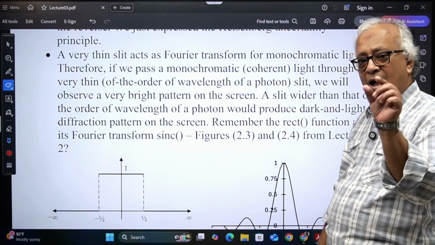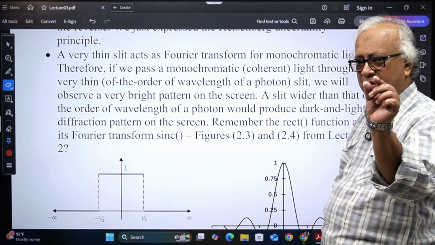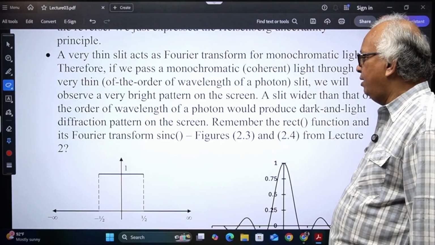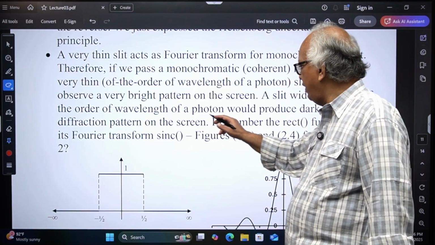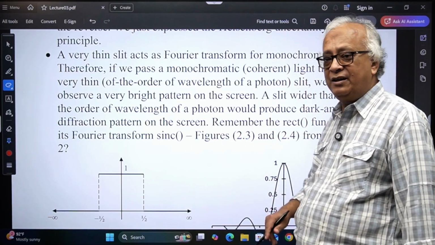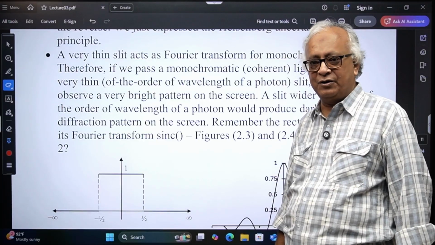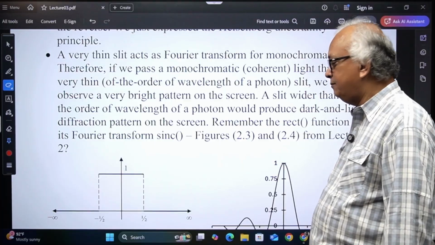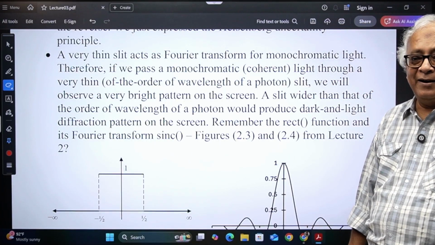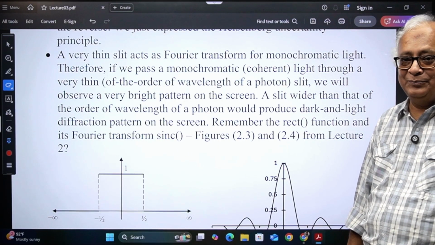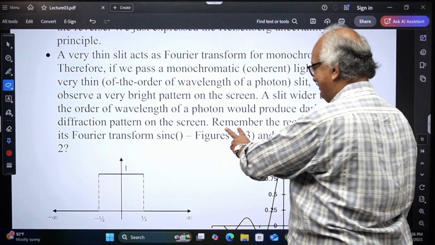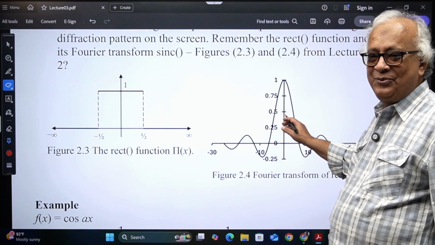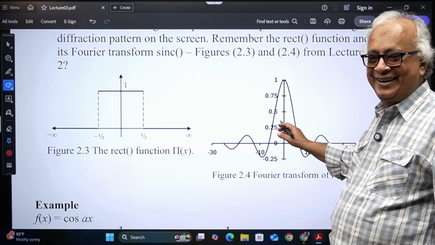A slit wider than a photon, with the order of wavelength of the photon, would produce dark and light diffraction pattern, interference pattern, on the screen. Do you remember the rect function and the sinc function? If this is my slit, what will its Fourier transform be, and what will the diffraction pattern be?